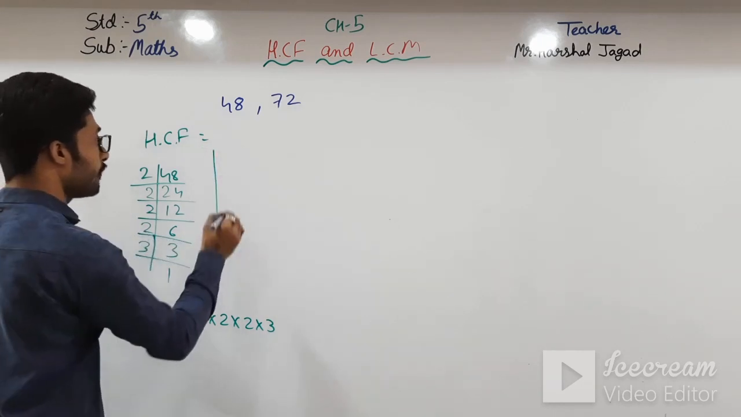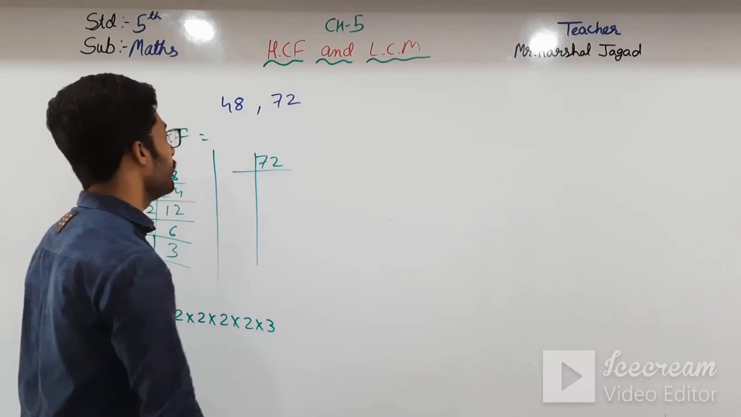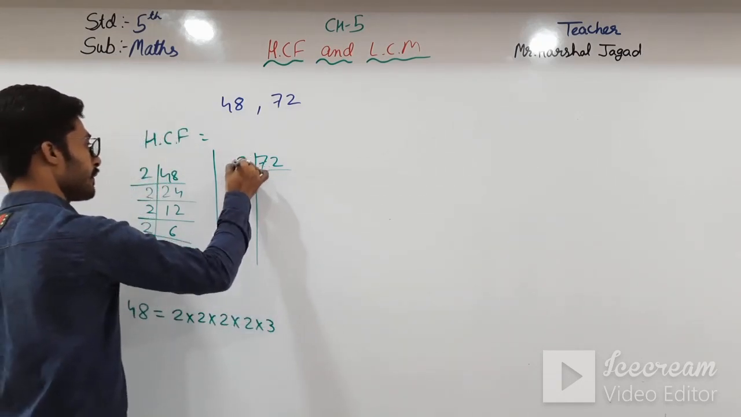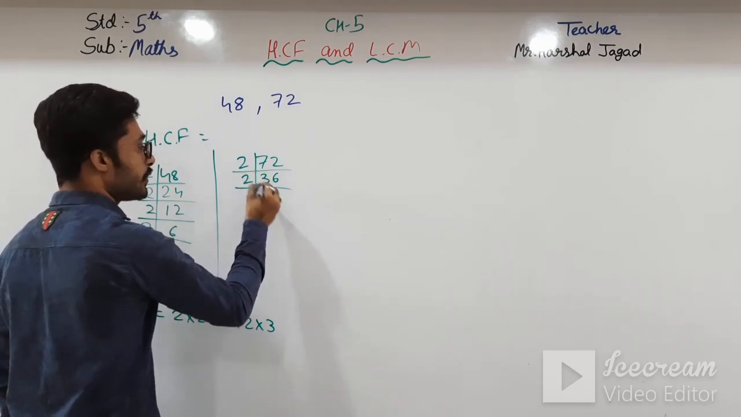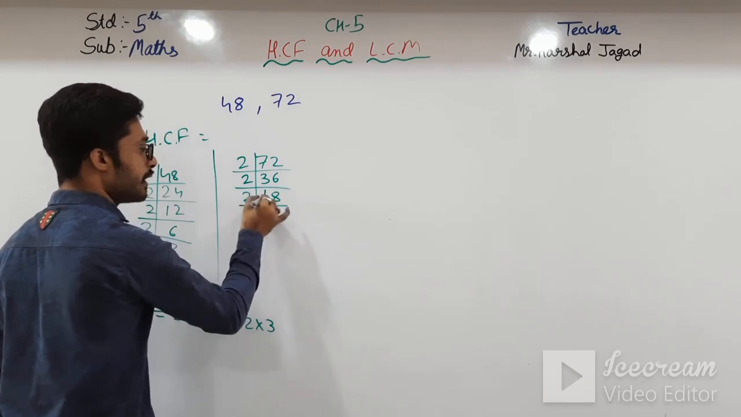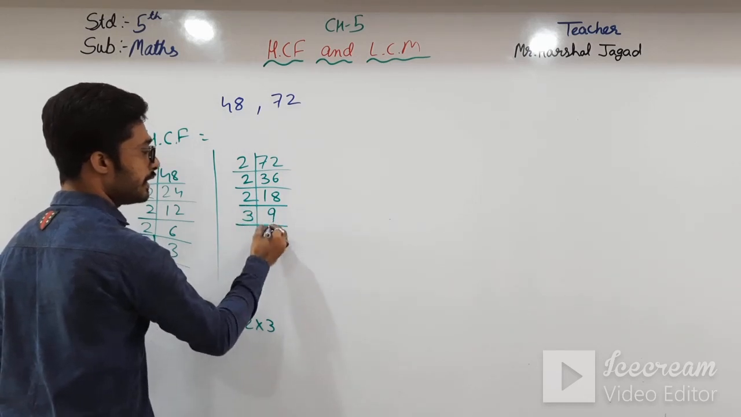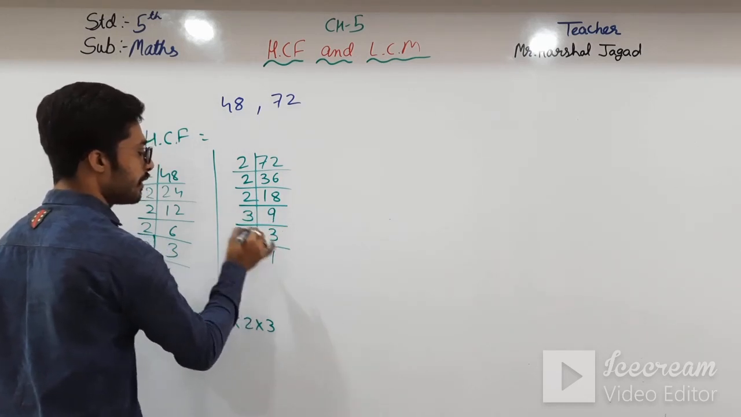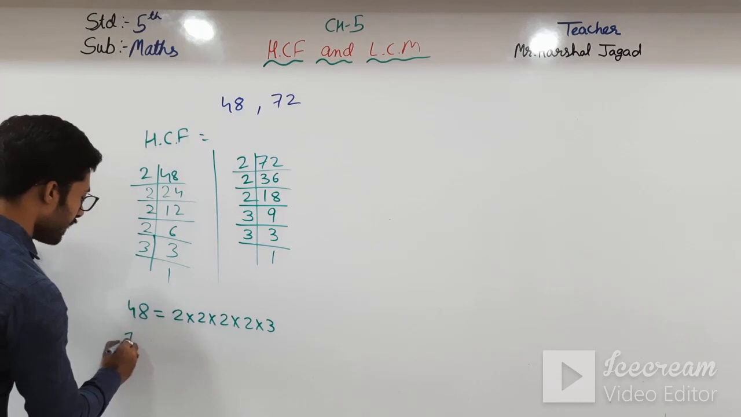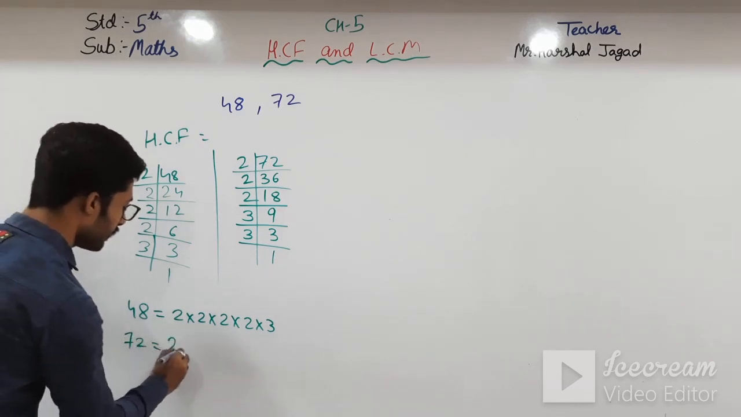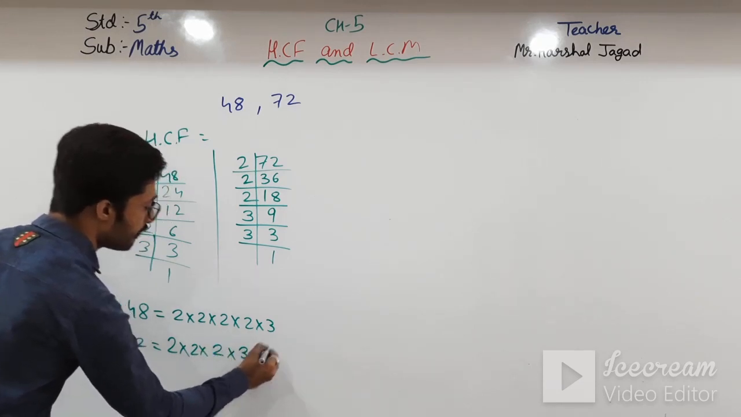Now, moving further and taking out the factors of 72. So, what will be the factors of 72? 2, 3 are 6, 6 2s are 12, 2 8s are 16, 2 9s are 18, 3 3s are 9, 3 1s are 3. Okay, students? So, here the factors are 2, 2, 2, 3, 3.